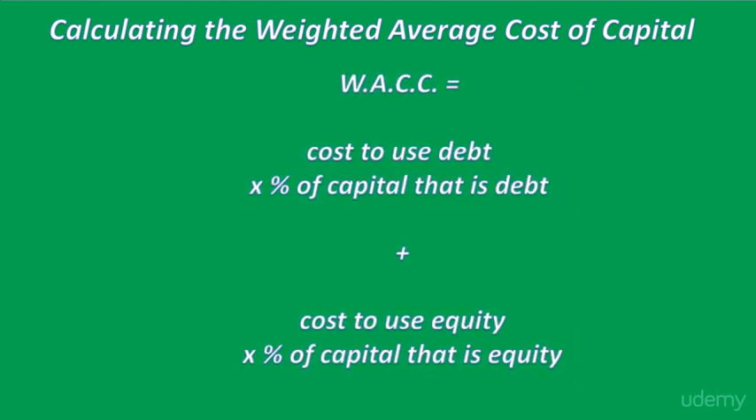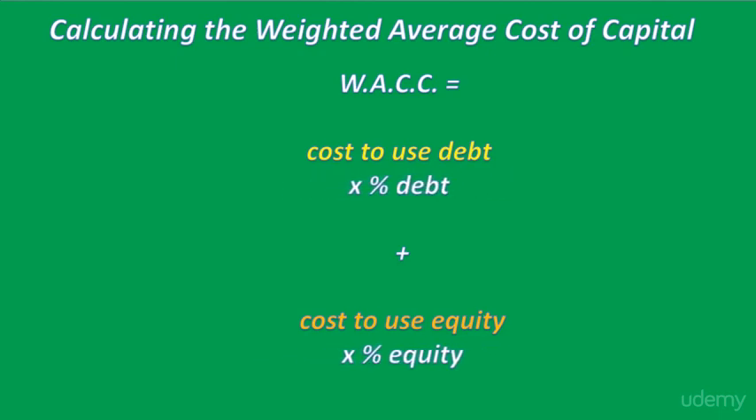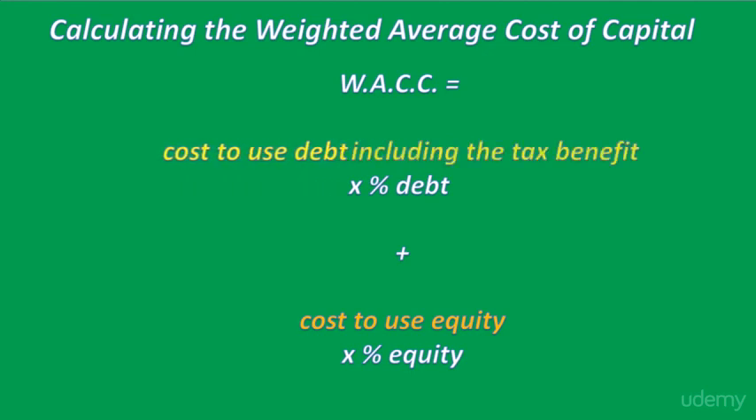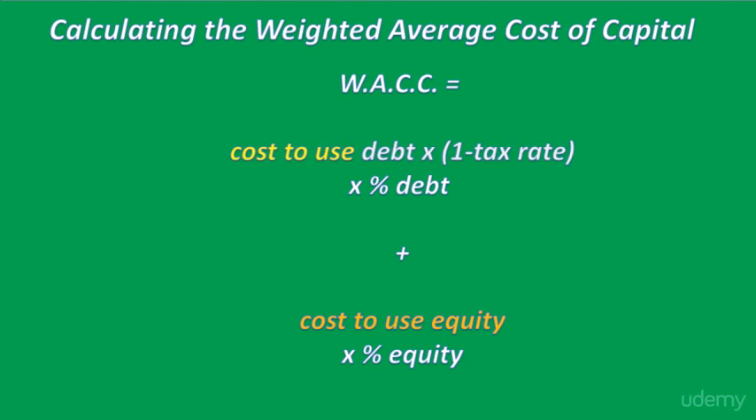Okay, simplifying it. So the cost to use debt times the percent of your capital structure that's debt, plus the cost to use equity times the percent of your capital structure that's equity, okay? Cost to use debt, including tax benefits, times the percent of debt, okay? Now, when you use debt, you get a tax benefit for using it, right? So, cost to use debt times 1 minus the tax rate, okay?